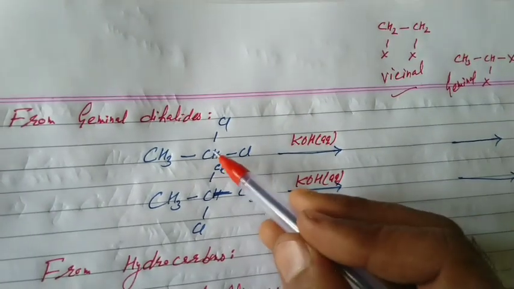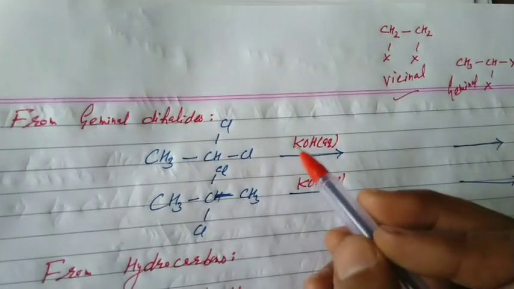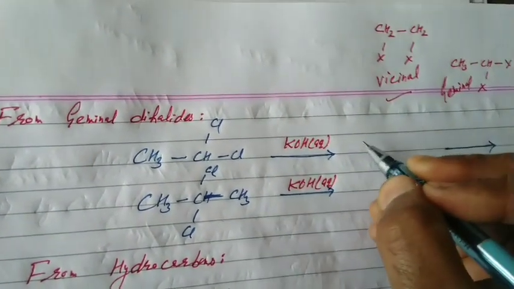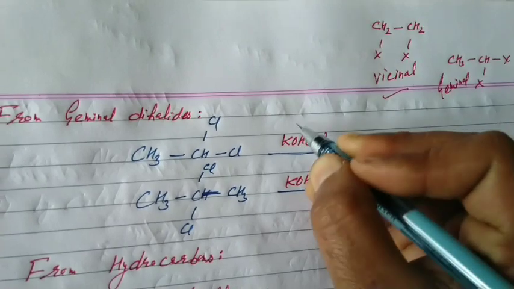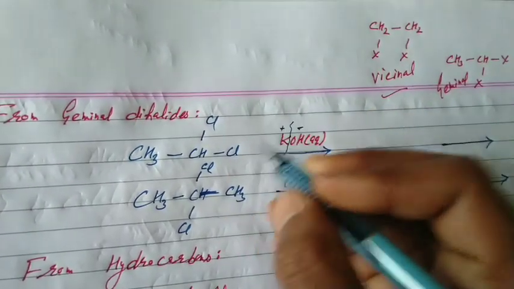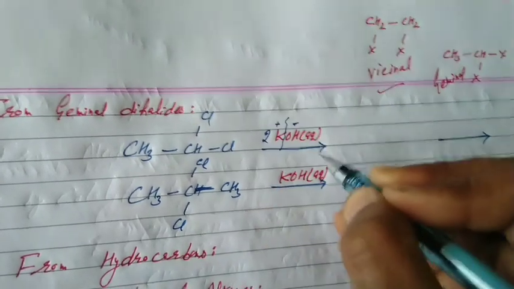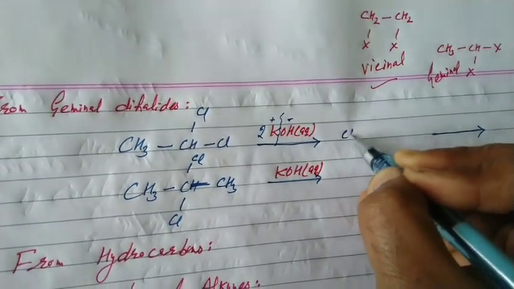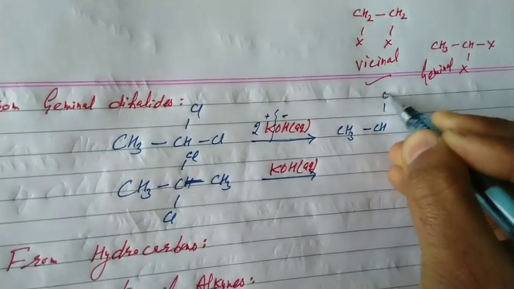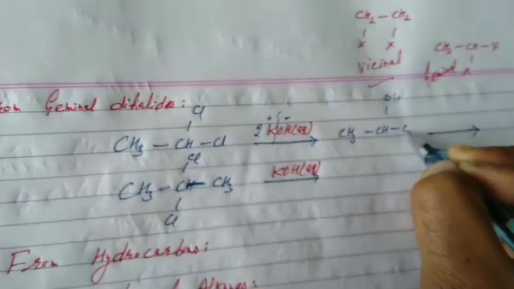Friends, it is a geminal dihalide. We treat it with aqueous KOH. A nucleophilic substitution reaction takes place. The nucleophile is the negative part of the attacking reagent, OH minus. It will replace the halogen atoms. There are two halogen atoms. What we get is CH3CH(OH)2, that is a geminal diol.